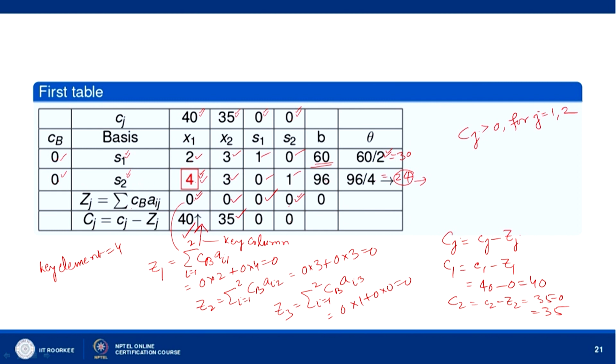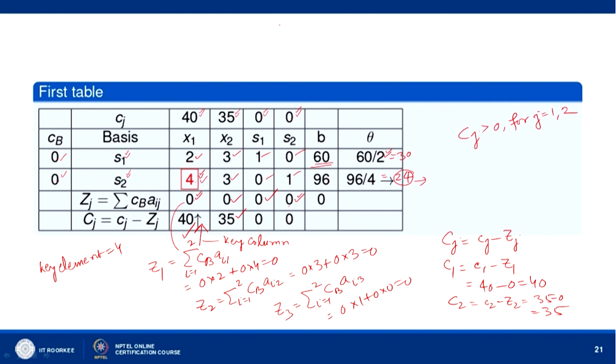Now, what will happen? This S2 will be outgoing variable and x1 will be incoming variable. So, in the next simplex table S2 will be replaced by x1, and the coefficient of x1 which is 40 will replace this 0 here. 0 was the coefficient of S2 in the objective function. Now, in the objective function the coefficient of x1 is 40. So, 40 will come here, x1 will come here. After that we divide the key row by 4, to make the key element unity we divide the elements of key row by 4.